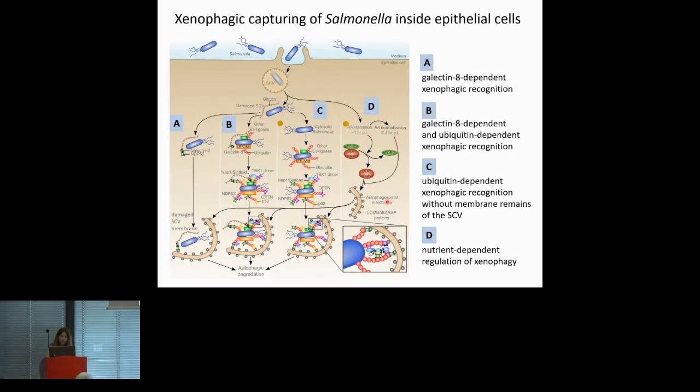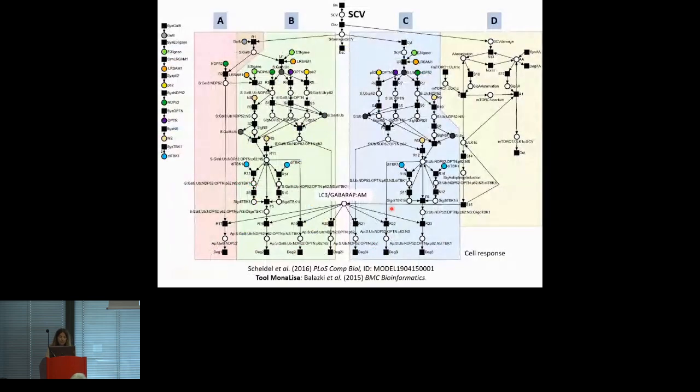And the fourth pathway is a nutrient-dependent regulation of xenophagy, meaning that if Salmonella enters the epithelial cell, we have an amino acid starvation that induces an amino acid normalization going through different complexes, also to ensure the binding of Salmonella to the autophagosomal membrane. So that's all, and that is the corresponding Petri net.